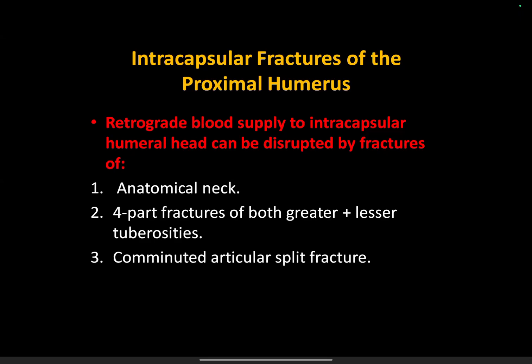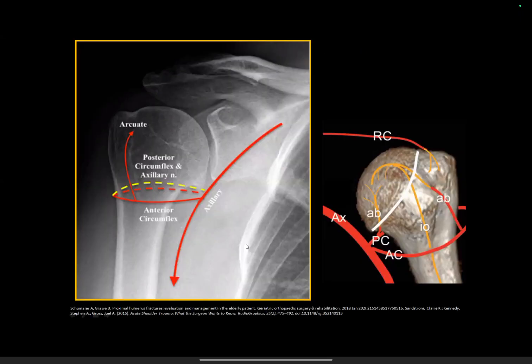Number one, we have the anatomical neck. Number two, the four-part fractures involving the greater and the lesser tuberosity. Why? Because, as we said earlier, if I had a fracture involving the greater tuberosity as well as the lesser tuberosity, we have high likelihood of having a displaced humeral head fracture or proximal humeral head dislocation. Also, comminuted articular split fractures carry a worse prognosis than the rest of the fractures. So basically, we need to pay extra attention to these three types of fractures.